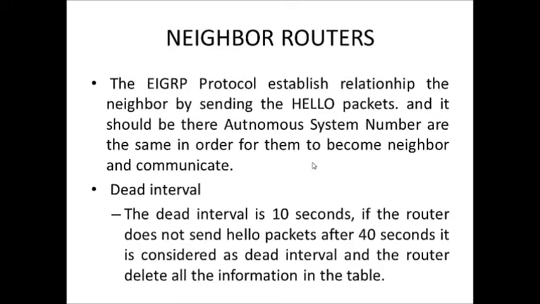So we have the neighbor routers. The EIGRP protocol establishes a relationship between neighbors by sending hello packets, and their autonomous system numbers must be the same in order for them to become neighbors and communicate. And also, we have the dead interval. The dead interval of EIGRP is 10 seconds. If the router does not send hello packets after 40 seconds, it is considered dead, and the router deletes all the information in the routing table.